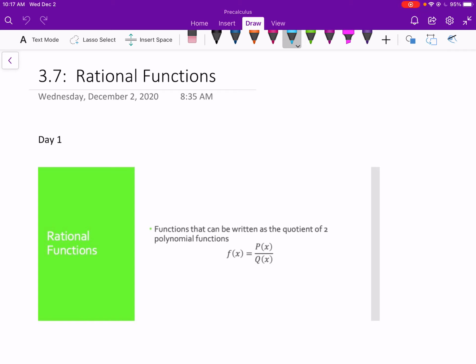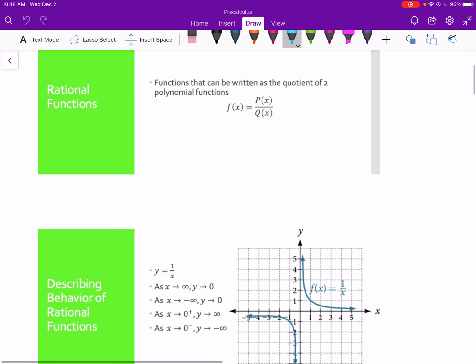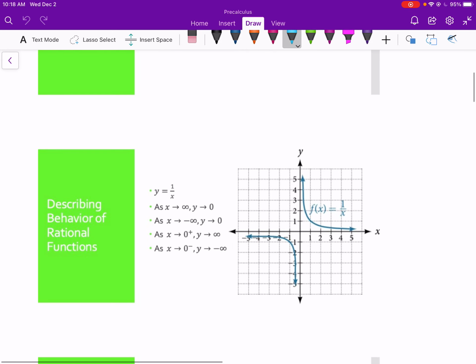This is section 3.7, rational functions, day 1. A rational function is a function that can be written as a quotient of two polynomials. So we write it as p of x over q of x, where p and q are both polynomials. To describe the behavior of rational functions, these are a little bit different than polynomials because we're going to have asymptotes in here. So this is our parent function, y equals 1 over x.